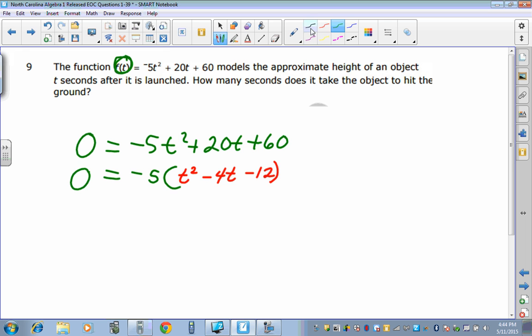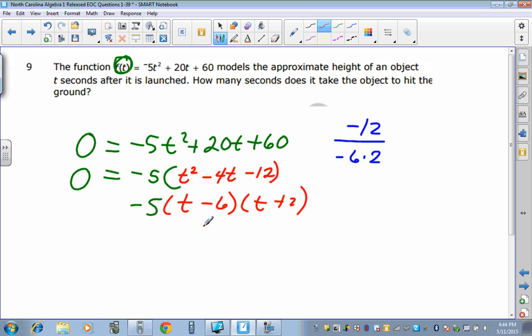Let's think, what would multiply to give us negative 12 and add to give us negative 4? I'm thinking negative 6 times positive 2 would. So let's plug that in. That's going to give us negative 5, and remember on the parabola, that's just our stretching number. That is not going to give us our zeros. So that would be t minus 6, t plus 2. So we get positive 6, negative 2. Time cannot be negative. So the answer is 6 seconds.